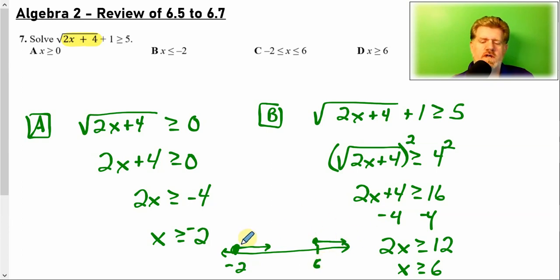So remember, these are only true when they overlap. Let me put this one in red so we can see it easier. So where do they overlap? Well, they only overlap when x is bigger than 6. So in this case, it's D.